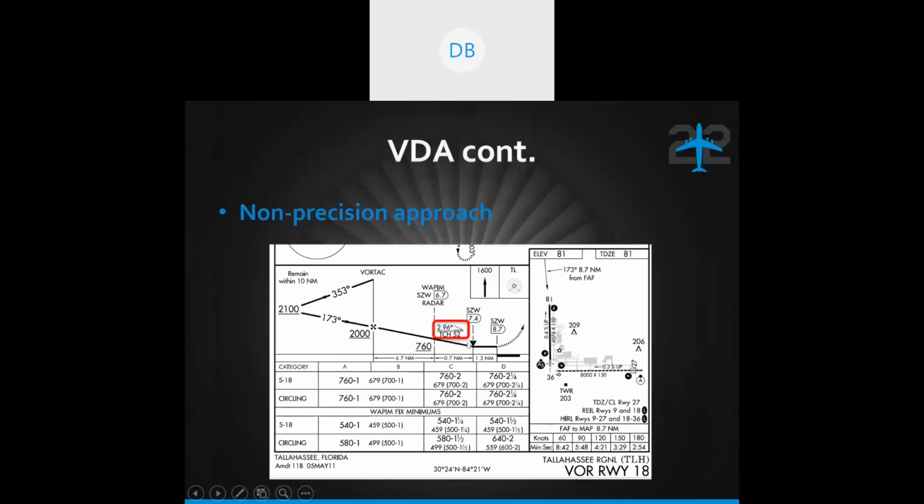Now this approach came out of the PowerPoint that Loftus sent out last week, talking about the constant descent rate. One of the interesting notes I found is the location of where this VDA is published on the approach plate itself: it's after the step down fix of 760 feet. This isn't by accident, it's intentional. What that's indicating to you is that this 2.96 descent angle is only valid after the step down fix.